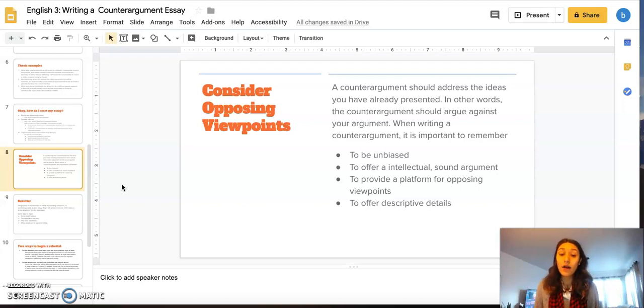So remember, a counterargument should address the ideas that you have already presented. So if you're presenting two important ideas in two different supporting paragraphs, the opposition in your essay or the counterargument paragraph should directly go back to those two supporting points and explain why they're not valid. So essentially, you're creating a conversation within your paper. What you're not doing is presenting three different ideas that don't relate to each other.